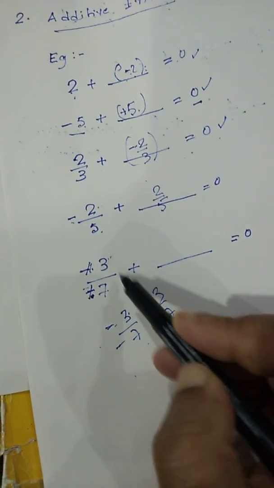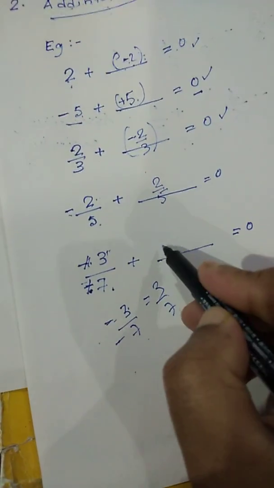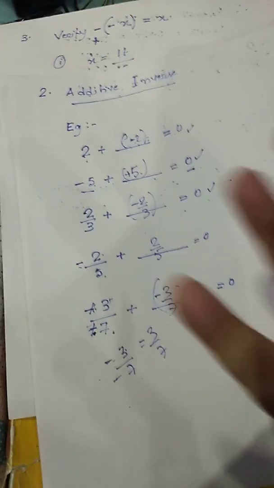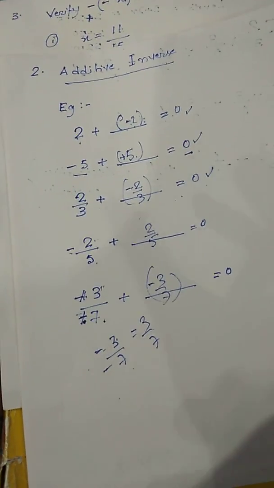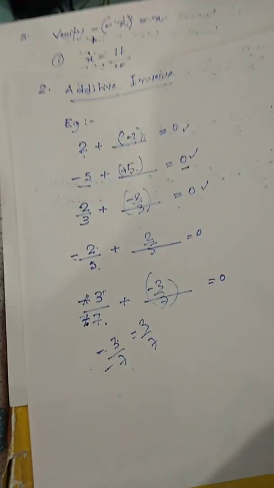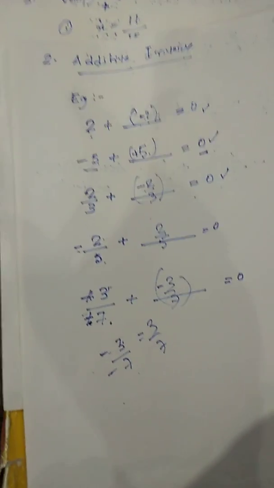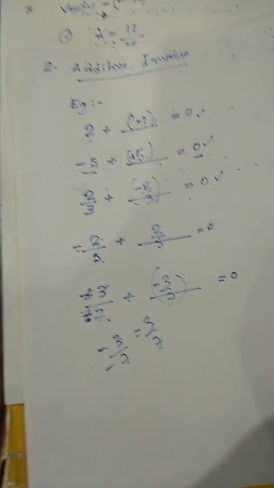So what is the additive inverse of 3 by 7? It will obviously be minus 3 by 7. So what is the concept of additive inverse? You have to see what is the number that you should add to the given number so that you end up with 0. The simple concept I have already explained. Please take this concept and solve question number 2.